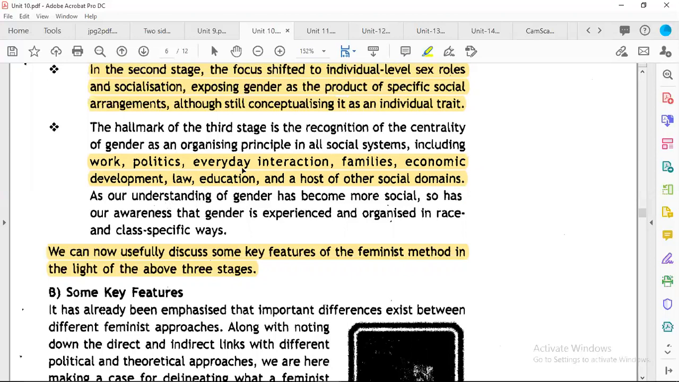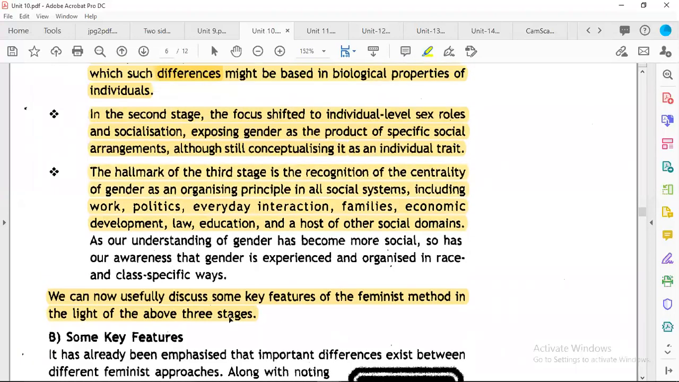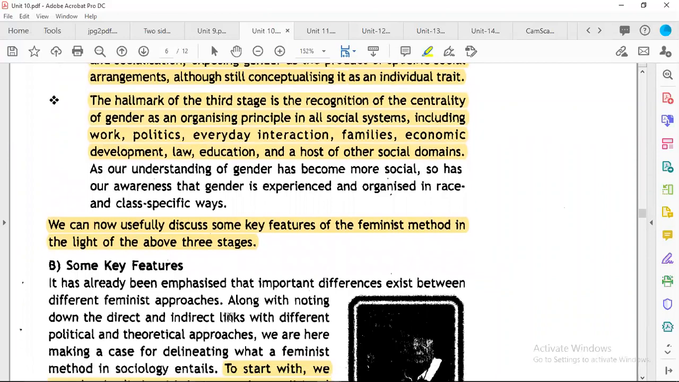As our understanding of gender has become more social, so has our awareness that gender is experienced and organized in race and class specific ways. We can now usefully discuss some key features of the feminist method.